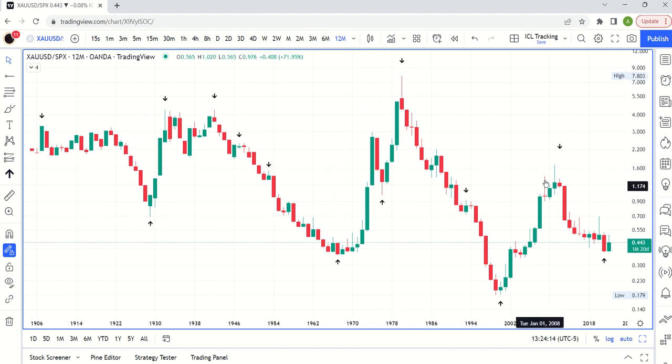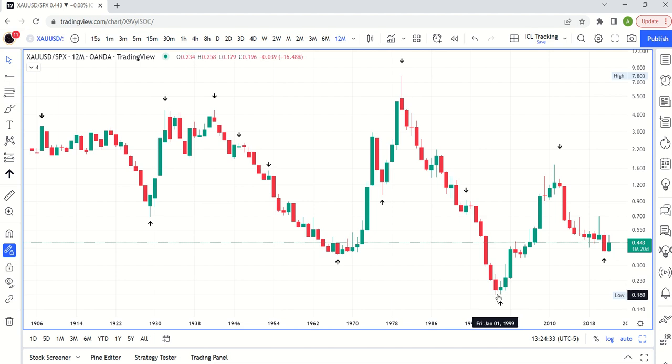How do we know that? Well, is this a high? Yes. Is it a high that's lower than this high? Yes, right? So we have lower highs. Now, we don't have a lower low below this low, which was set in 2000.